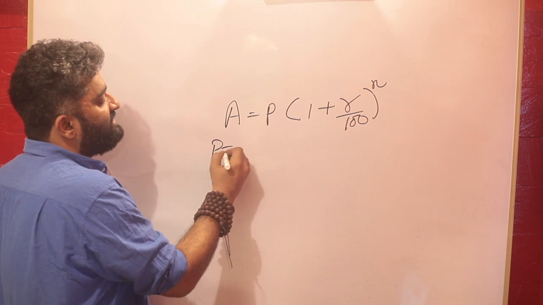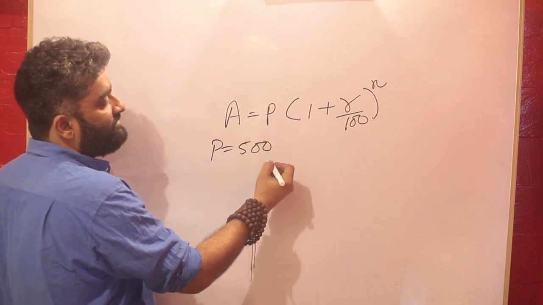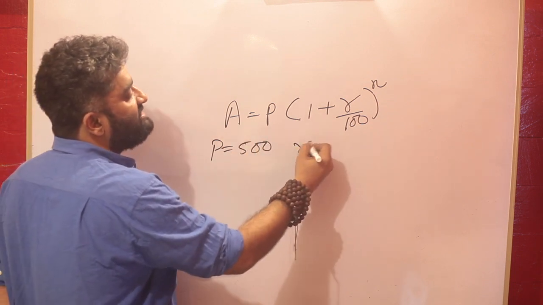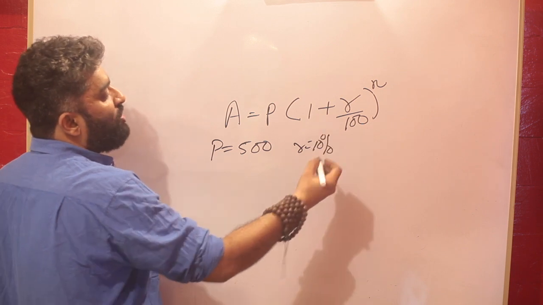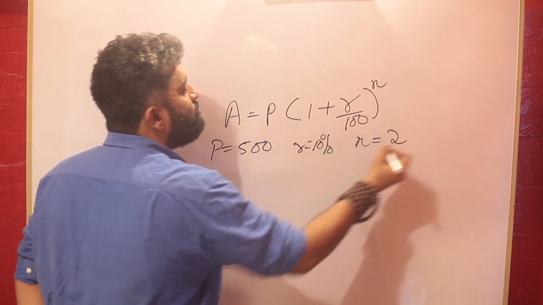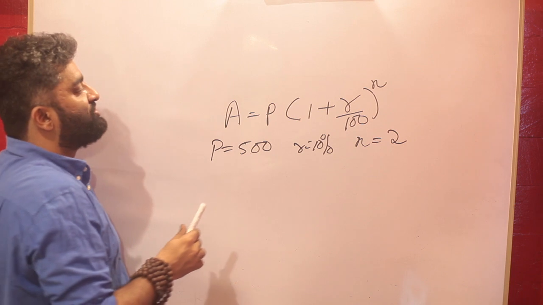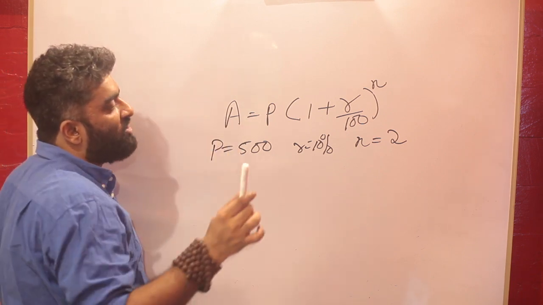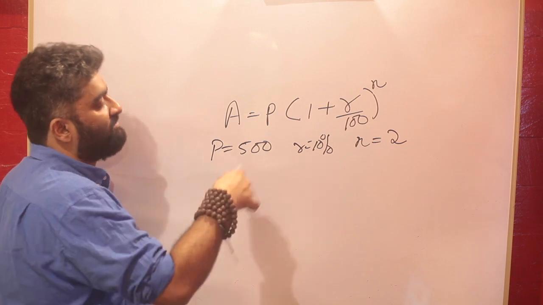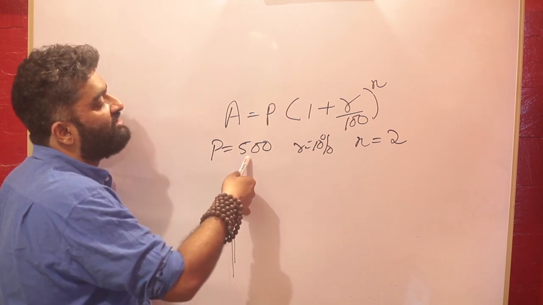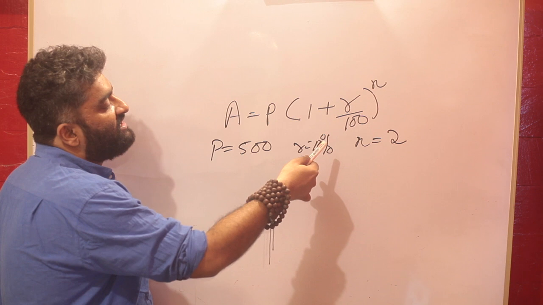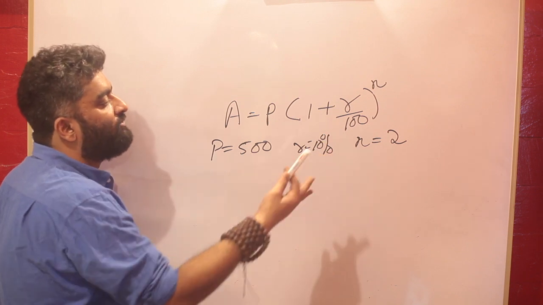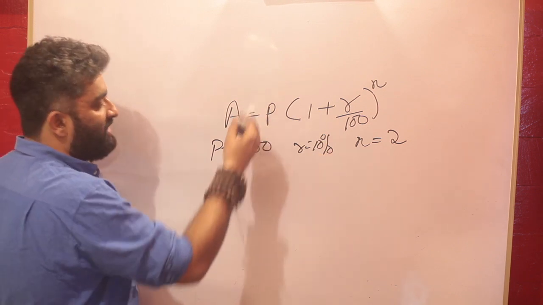Let's say the principal is 500 rupees, and the rate is 10%, and we're talking about a time period of 2 years. The question is, what would be the amount after 2 years? In language form, the question would say the principal, the money invested in an account, is 500, compounded annually at the rate of 10% for 2 years, what would be the amount? Straight away, plug in the formula.